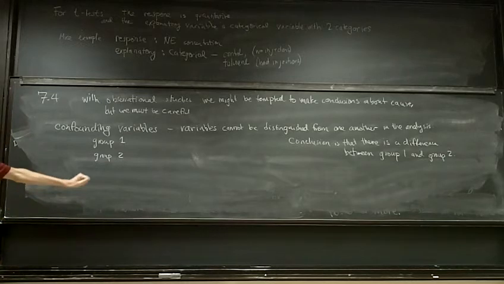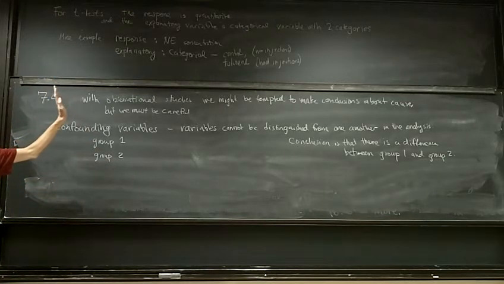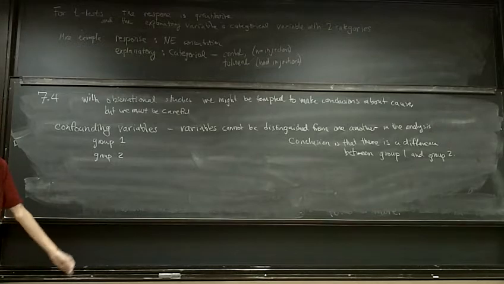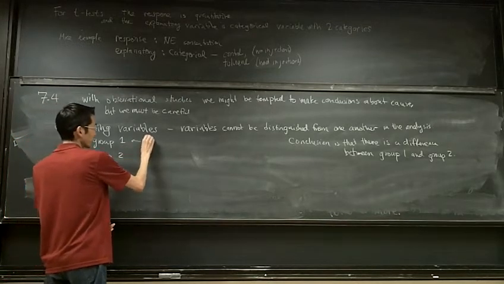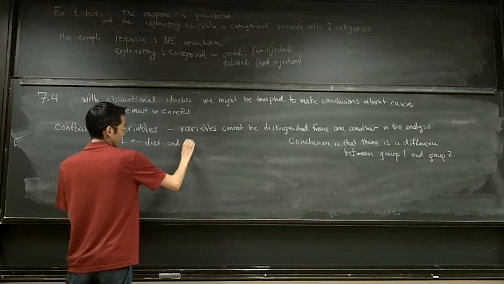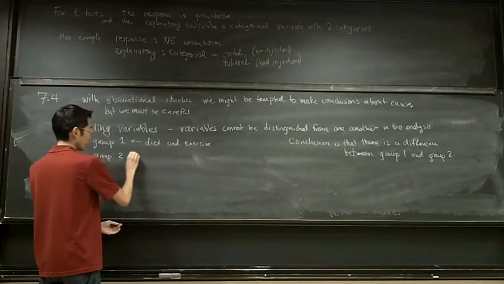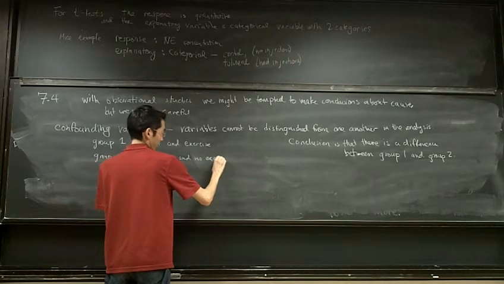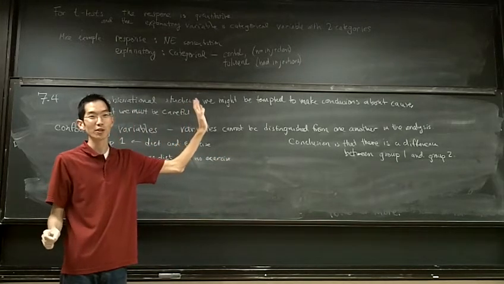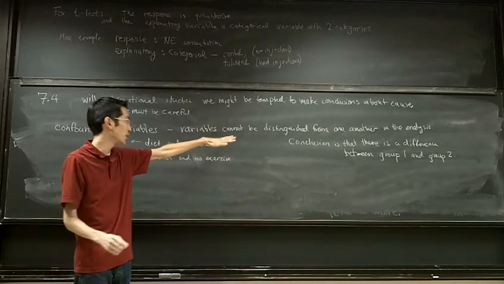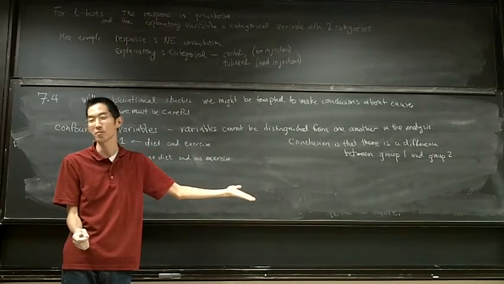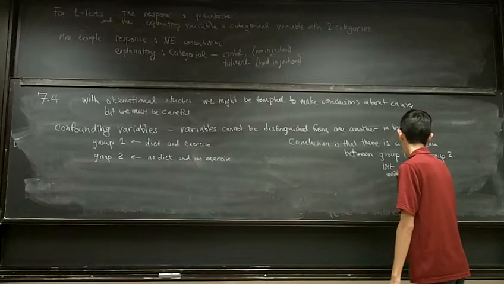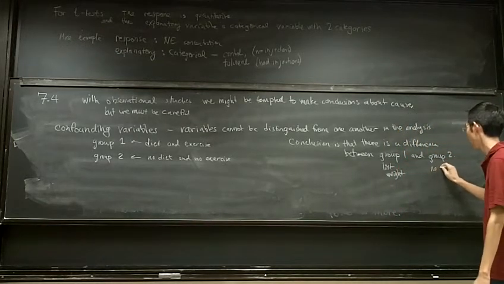Say this is stupid, but let's say you want to know, does dieting and exercise affect weight loss? Group one, everybody in group one goes on a diet and exercises. In group two, no diet and no exercise. And lo and behold, group one has lost weight on average, and group two didn't lose weight. Conclusion: there is a difference between group one, which lost weight, and group two, no weight loss.